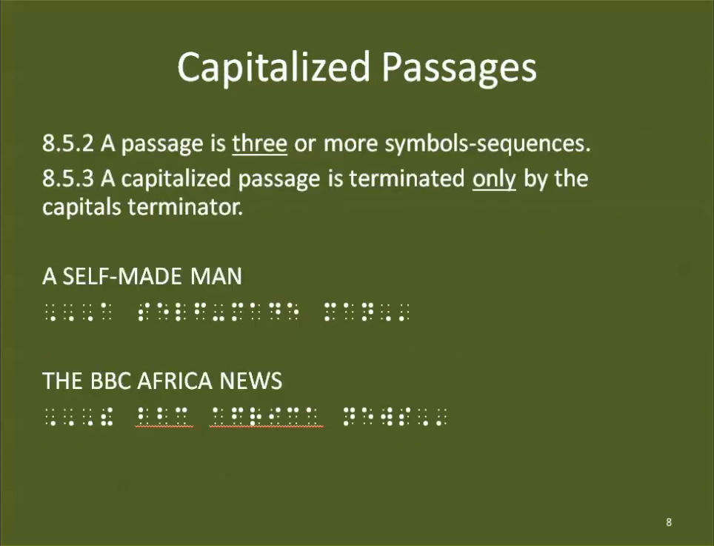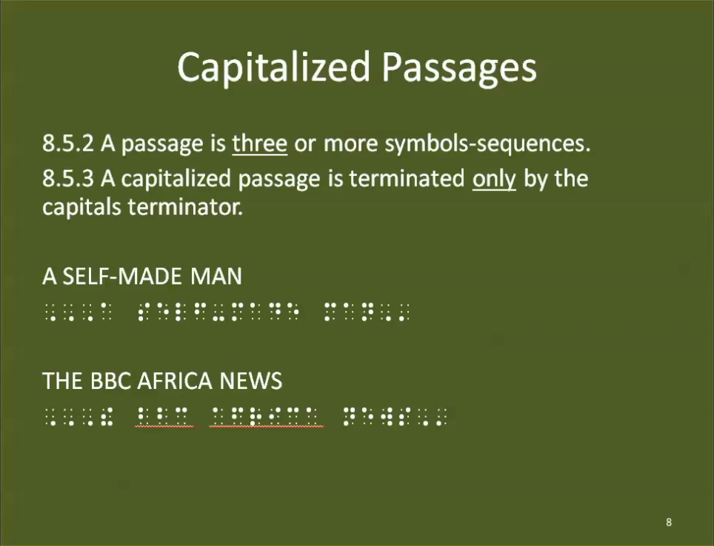On to capitalized passages now. A passage is, again, 3 or more symbol sequences, so now we can carry through anything. It doesn't have to be just letters. But there must be 3 or more symbol sequences. A capitalized passage is terminated only by the capitals terminator. So nothing else is going to terminate it unless we specifically say capitals mode has terminated, we're done. So we always have to remember that.